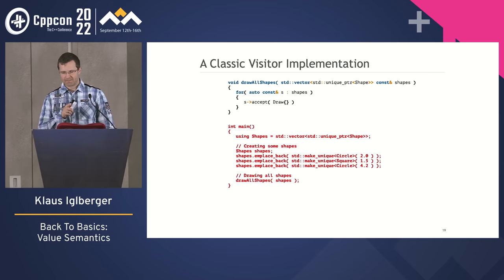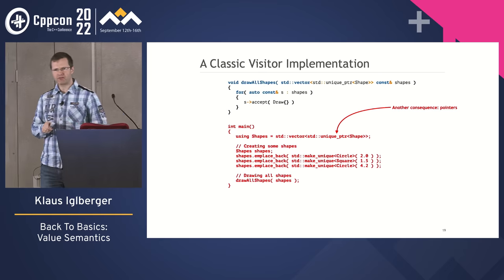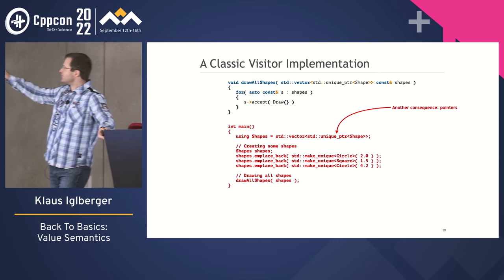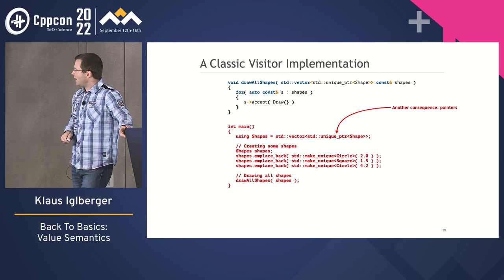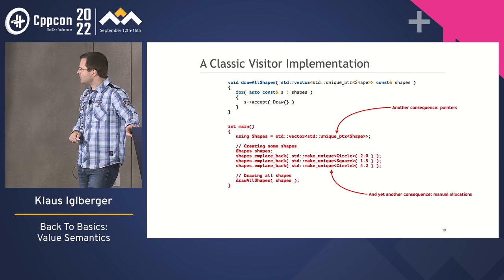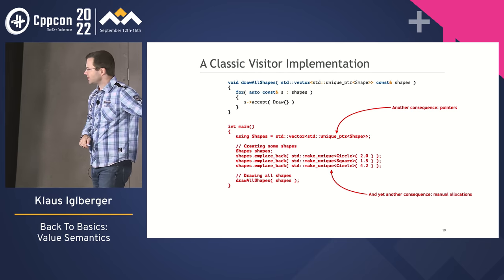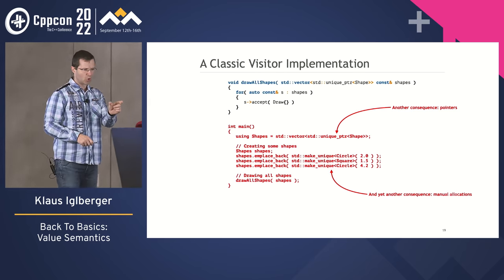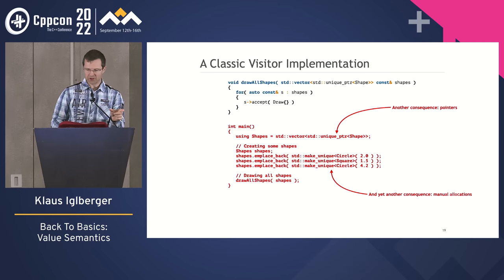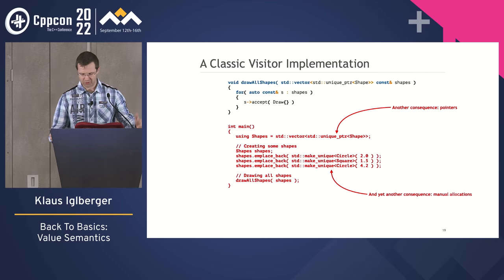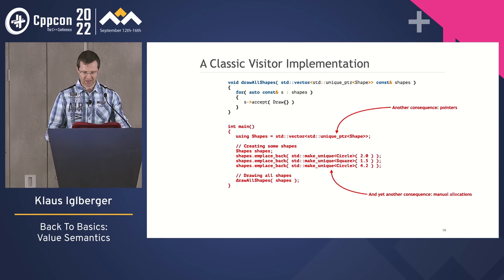Well, note that there's a lot of pointers floating around. A lot of pointers indeed. So I have a vector of unique pointer of shape. And I also have a lot of manual little allocations. And it's not just with some allocations. So these circles and squares are really small. And if I do this a lot, the memory is fragmented quite quickly, which is, from today's perspective, definitely not something we want to have.